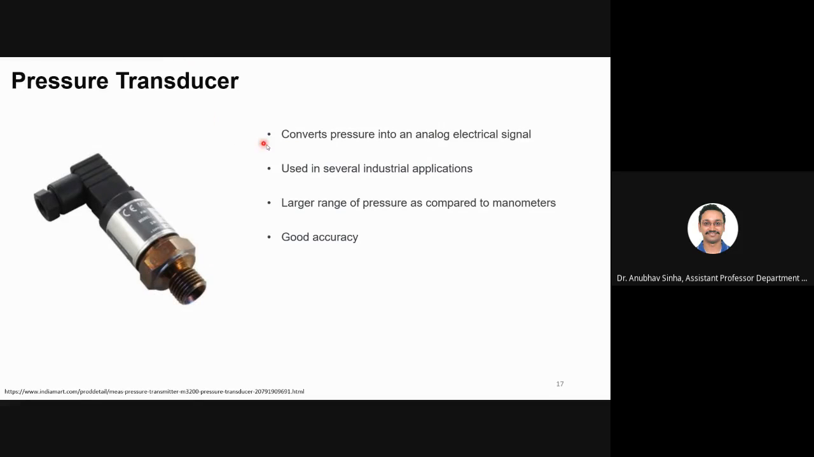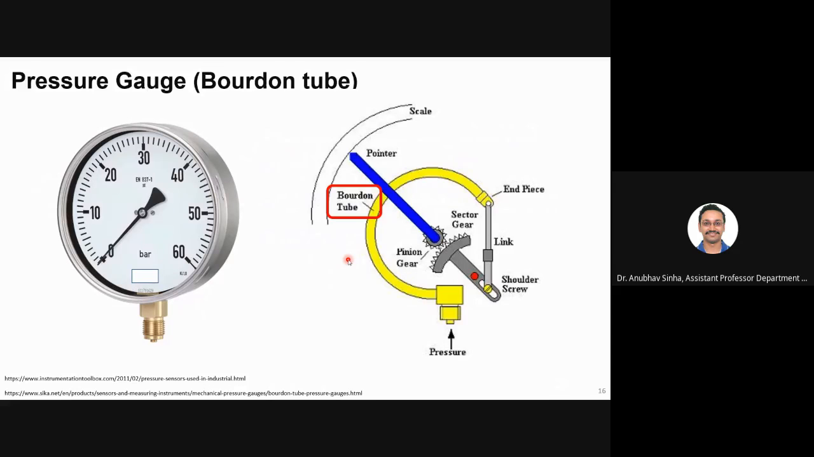This transducer is another device which converts pressure into an analog or electric signal. It is a very common pressure measurement device used for industrial applications. For example, with a barometer or manometer, you will not be able to measure very high pressure or pressure at high temperature. These are the applications where a transducer is very useful, and it is quite accurate. So this is generally used for pressure measurement. Transducer or this Bourdon tube, these are the two common devices.